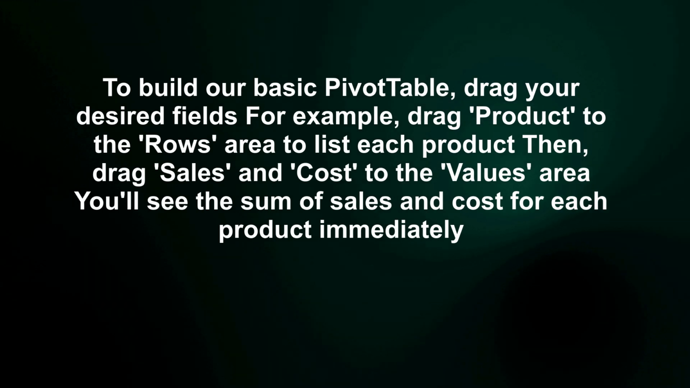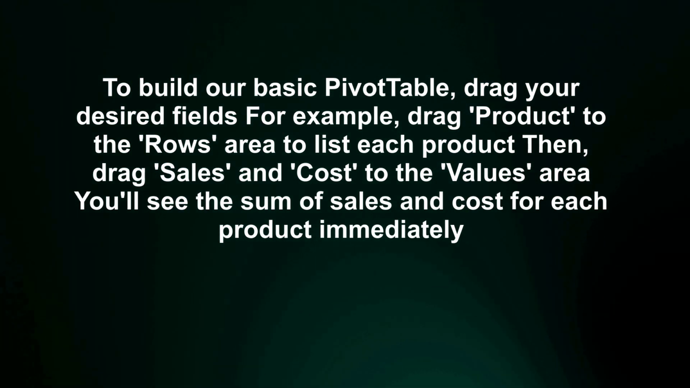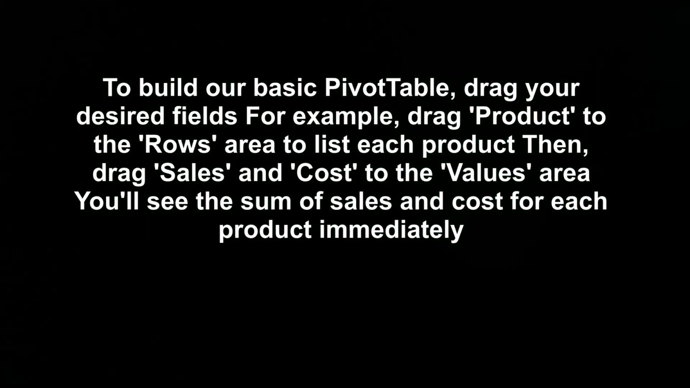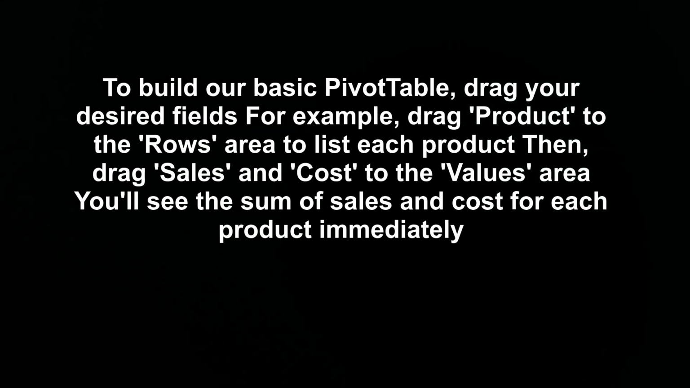To build our basic PivotTable, drag your desired fields. For example, drag product to the rows area to list each product, then drag sales and cost to the values area. You'll see the sum of sales and cost for each product immediately.